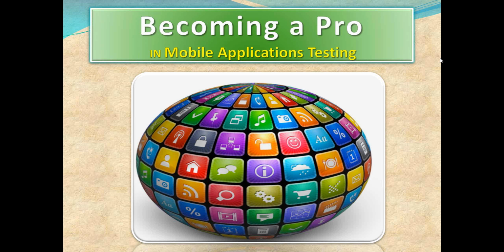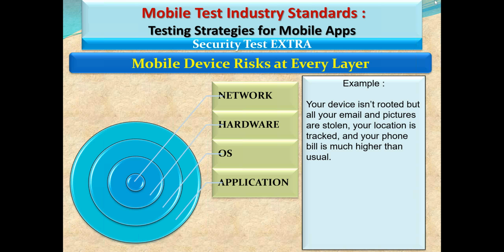And we are back to our security testing, and let's just go through the industry standards after one slide, and I will tell you where these security standards are coming from. So basically, our next slide is that we are having risks at every layer of the mobile device. So for example, in a network, it could be the interception of data over the air.